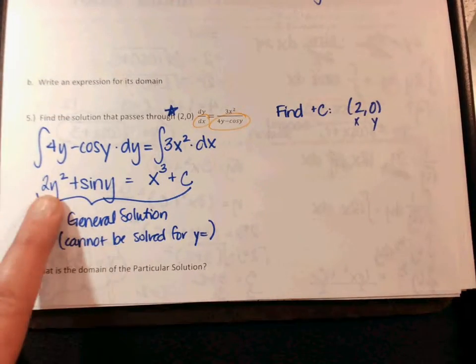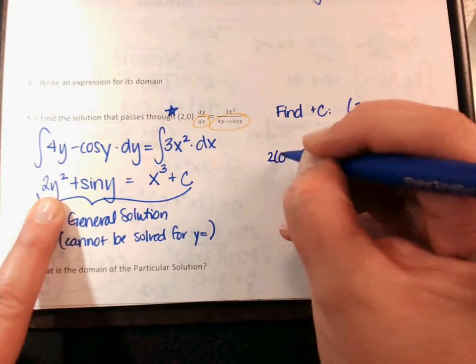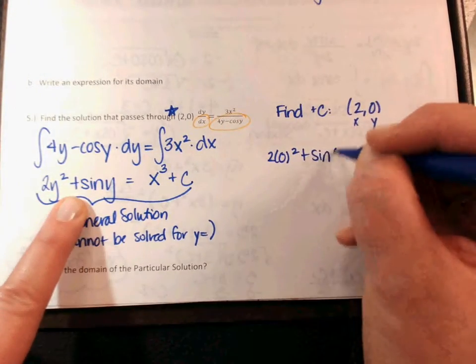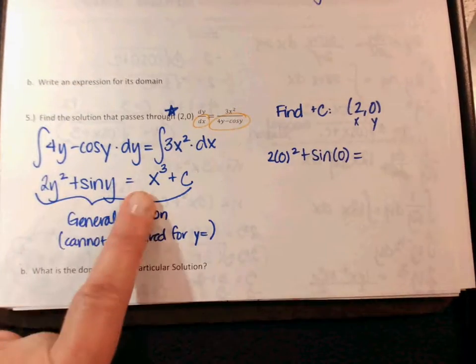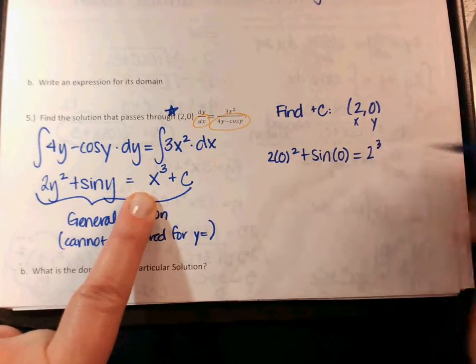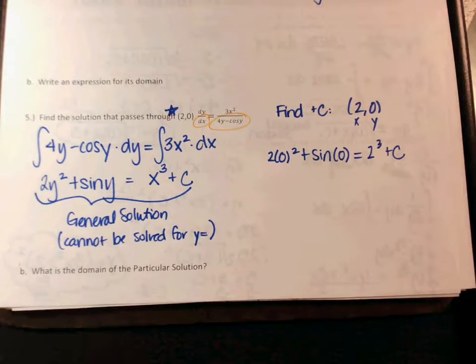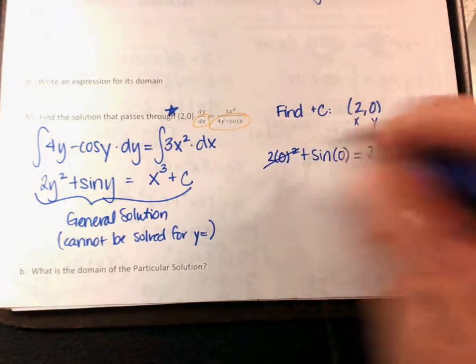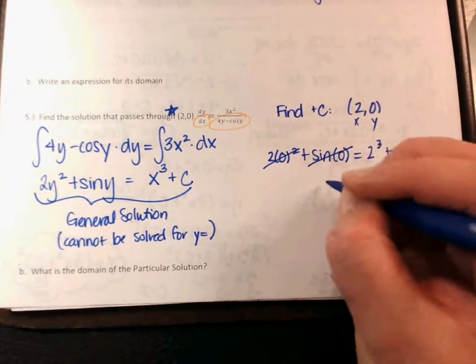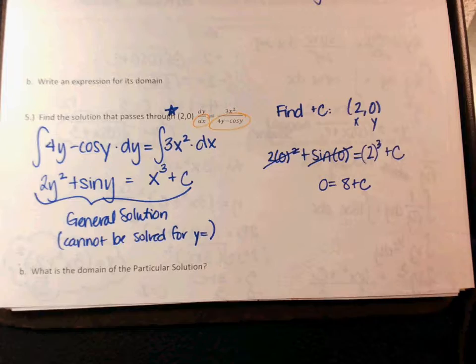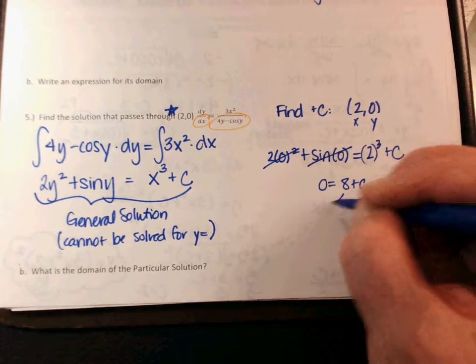Here we go. This is my x, this is my y. So, here I have 2y squared, that's 2 times 0 squared, plus the sine of y, which is the sine of 0, equals my x over here is a 2 cubed plus c. Now, 2 times 0 is 0. What's the sine of 0? So that's 0 equals 2 cubed is the same as 8 plus c. Then what's your c? Negative 8.